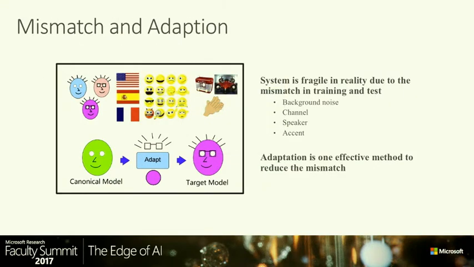The main problem for noise robust speech recognition is the mismatch between training and testing. The system is fragile in reality due to the mismatch from the background noise, channel, speaker, accent, and any other factors in reality. Although we can collect much data, the scenarios in reality are so many that we cannot cover all the conditions. Adaptation is one effective method to reduce the mismatch.